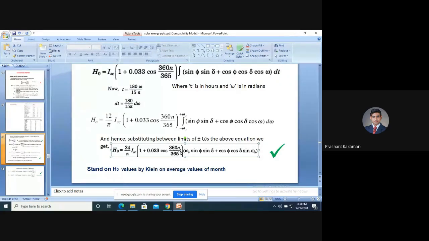The nth day is actually not given in this problem. It's very important because they have told only March, and which day they have not told. Solar constant we know. Hour angle we need to find out. Latitude is given in the problem. Delta we need to find out using this n value. Once you find these unknown values in this formula, one can find H naught bar. Or once you find H naught, that itself can be considered as the monthly average.